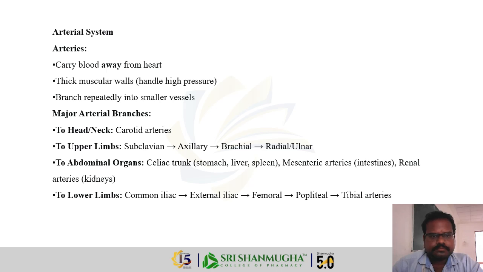Then the arterial system. Arteries carry blood away from the heart. Generally, arteries refer to the blood vessels which take the blood from the heart. From the heart, the blood will go out. All of these blood vessels that carry blood away from the heart are called arteries. They have a thick muscle wall, and then they branch repeatedly into smaller vessels.